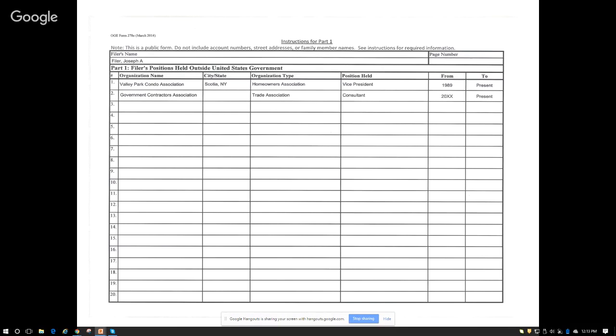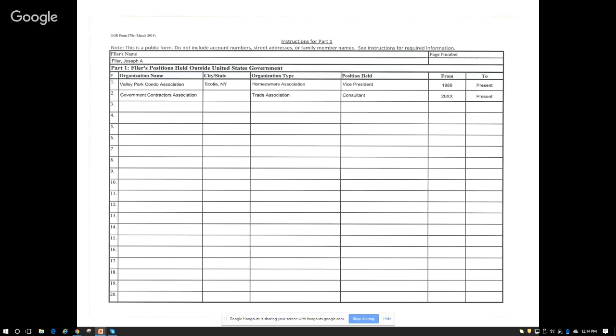This is where the filer reports any positions held outside of federal government service. Our first entry indicates a position in a homeowners association. The filer has filled out all of the required information and has held the position since 1989. Presumably, this position has been reported on the prior reports and was vetted when the filer was first hired. So, technically, the filer has filled out the position correctly.